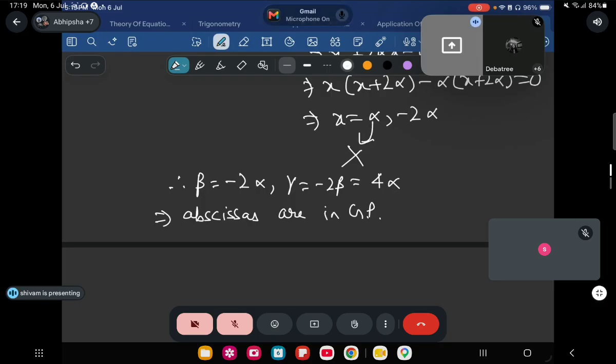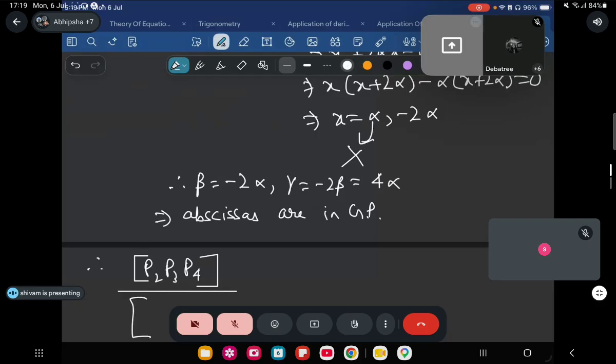Okay. So abscissae are in GP, so we can find out the area of the triangle. What is the area of triangle P2, P3, P4 divided by the area of triangle P1, P2, P3? Let us find out. The half will get cancelled.